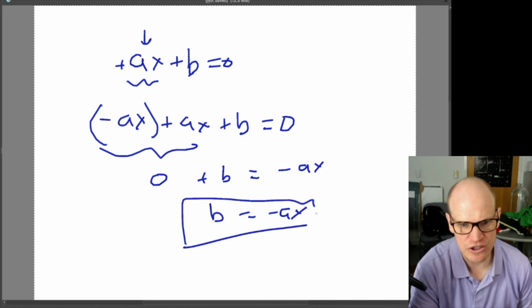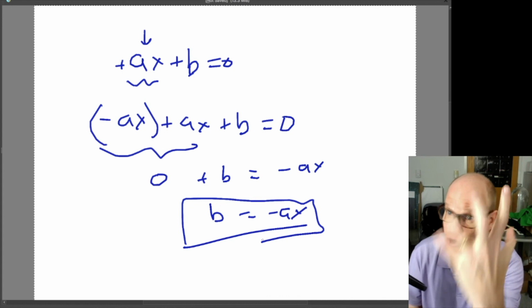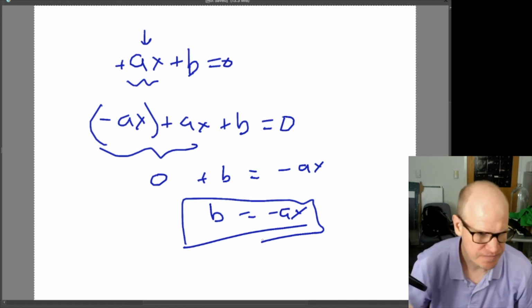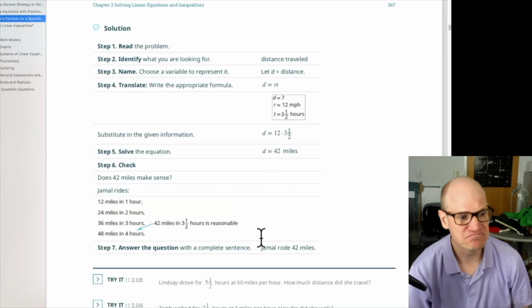And look at that, lo and behold, you can solve for anything. It doesn't have to be x that you solve for. You can be told something else to solve for and work through it that way. Okay, so that's interesting.